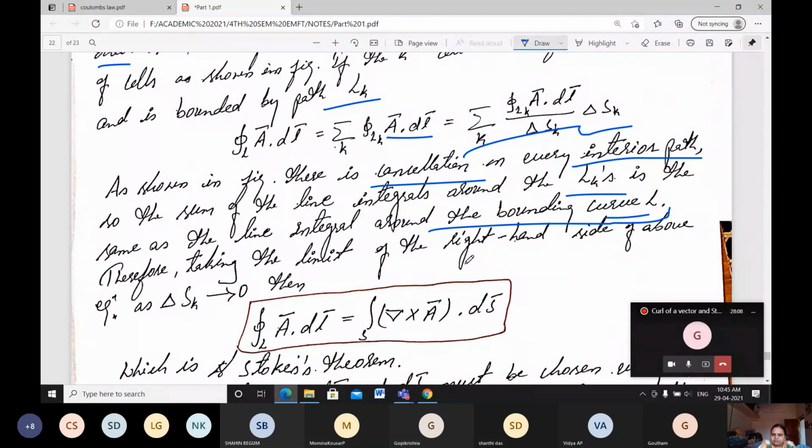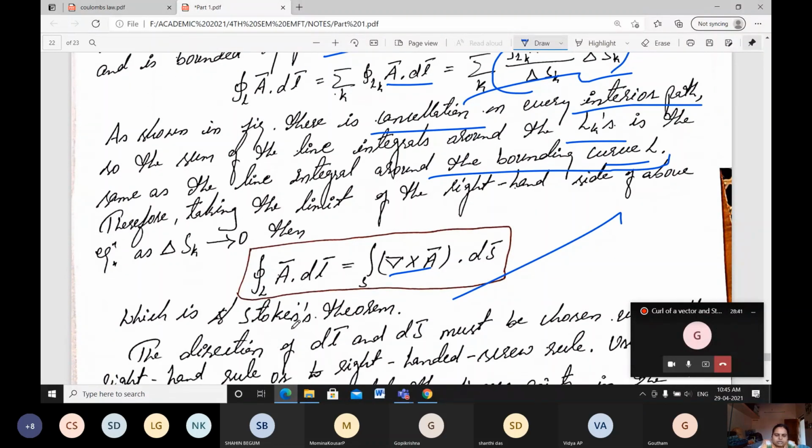Therefore, taking the limit of the right hand side of the above equation, as delta S goes to 0, the closed integration over L of vector A dot dl is going to be the integration over the surface S of del cross vector A, which is nothing but curl of A, dot ds bar. This equation represents our Stokes theorem.